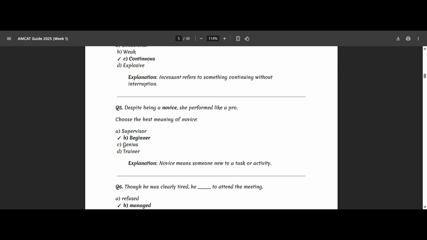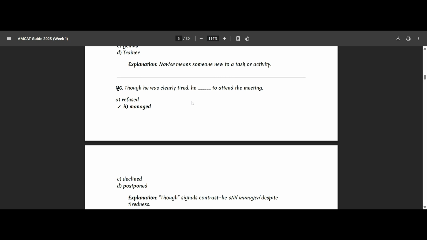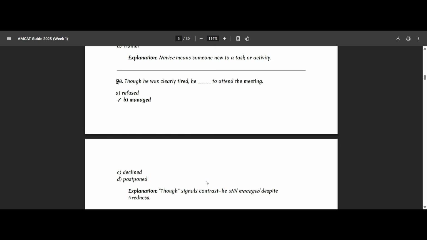Despite being a novice, she performed like a pro. Choose the best meaning of novice. So, the best meaning of novice is, of course, beginner. Though he clearly tired, he dashed to attend the meeting: refused, managed, declined, or postponed. You may think that all the four options will go with the sentence. Then why is managed the correct one? Because those signals contrast. He still managed despite being tired. Okay.